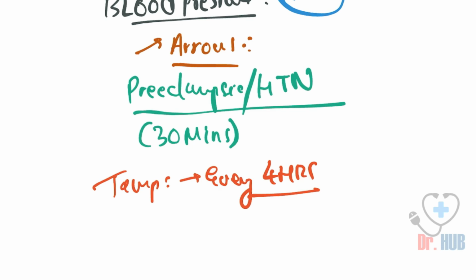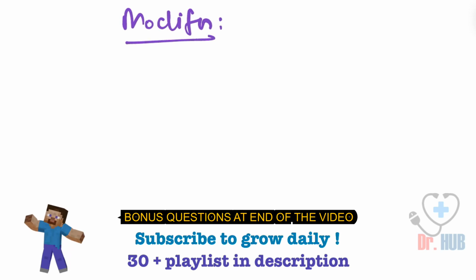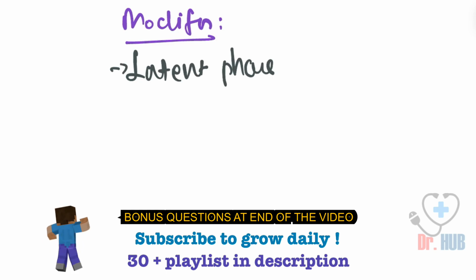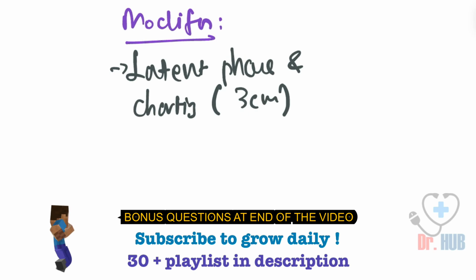Next, we are going to look at the WHO composite partograph. What is this WHO composite partograph? It is nothing but a modification of the original partograph, except that the latent phase and the charting is done at 3 centimeters.